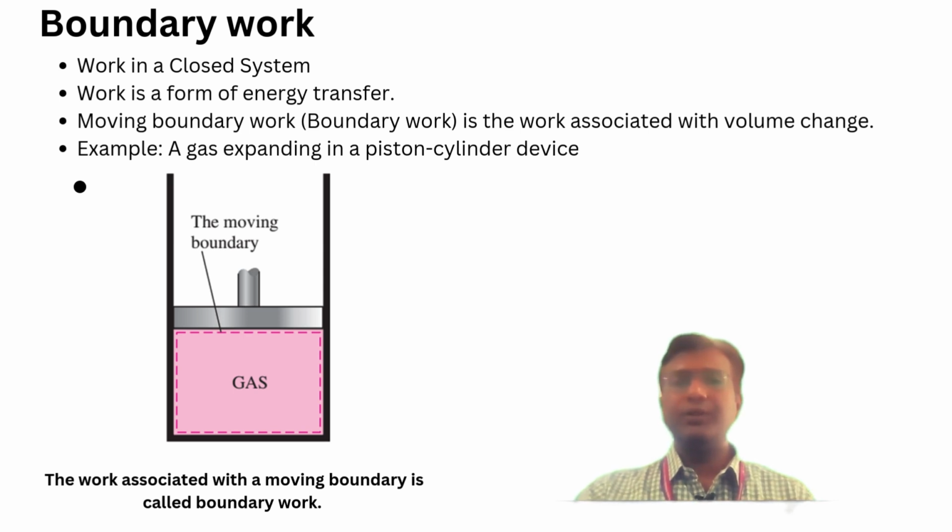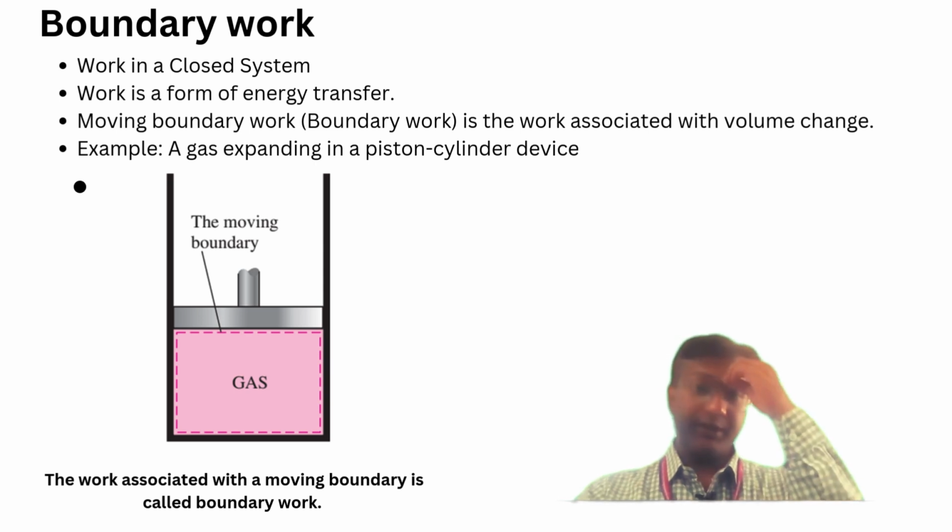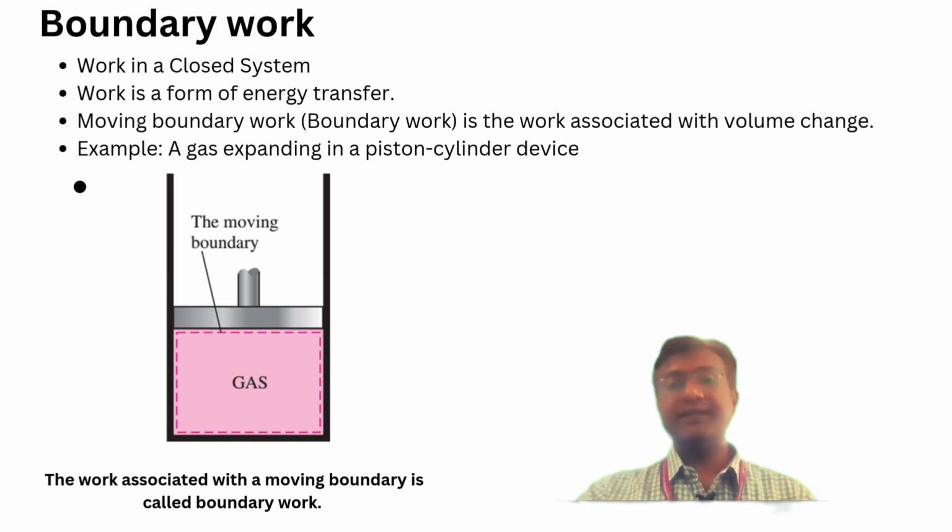Coming on to the boundary work, it occurs when a system undergoes a volume change, causing it to perform work on its surrounding. A classical example is a gas expanding inside a piston cylinder device. As the gas expands, it pushes the piston outwards, performing work on the surrounding.